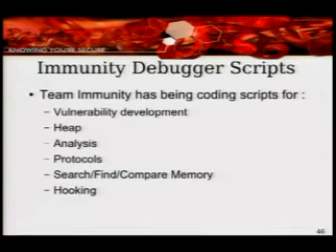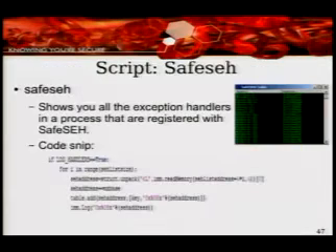During the past month, the Immlib team has been coding scripts that were helping us while developing exploits. These scripts include vulnerability analysis, heaps, protocol searching, finding, and comparing memory. Here are some examples of the scripts created. For example, SafeSEH will show you in a custom window all the exception handlers in a process that are registered with SafeSEH.